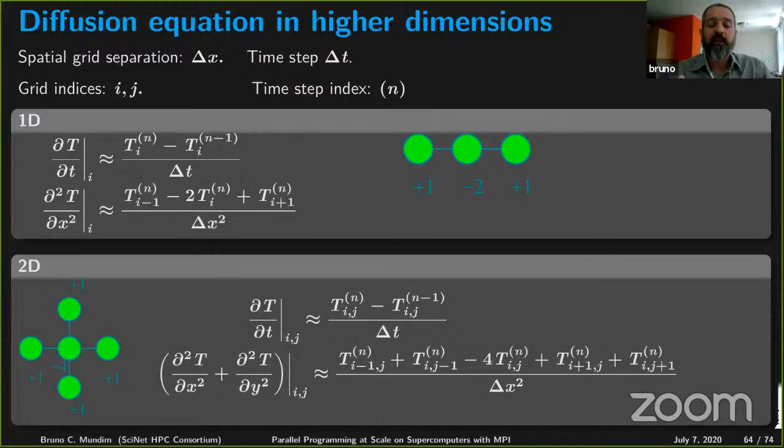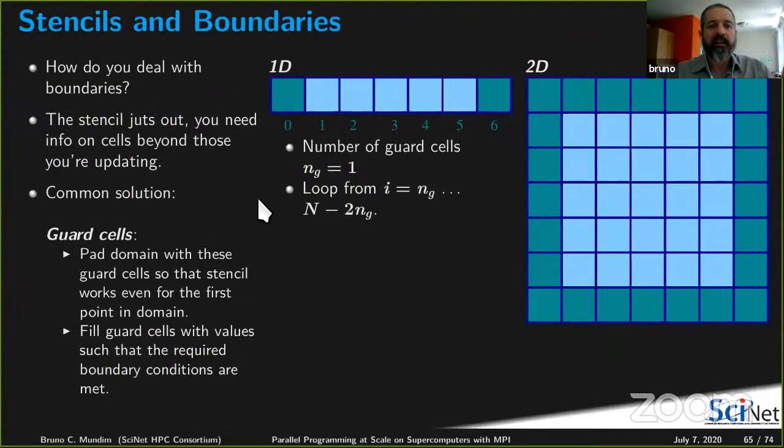And also for you to have a concrete problem to work with in which we have to communicate the points between the boundaries, right? So in 2D, you have this stencil here. It's just the same Taylor expansion, but in different directions. And the boundaries are the main problem that we need to deal with, right?